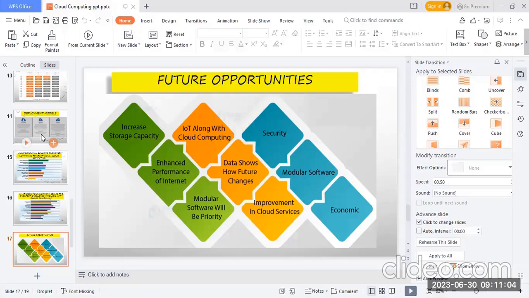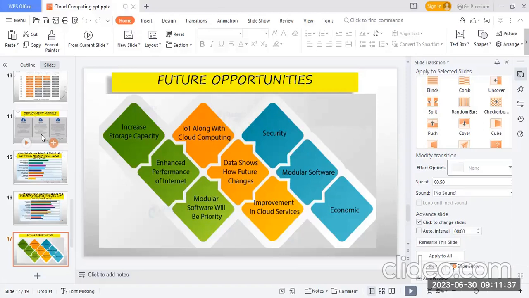Here security concerns are very important. Modular software should be there. Suppose I'm using this software and now I want to go for different applications, so modifications must be possible in that software. Otherwise, for every application we need to take another software, and that will not be cost effective. Economic: services should be at an affordable price. Improvement in cloud services: the different services should improve day by day according to the user's requirements.